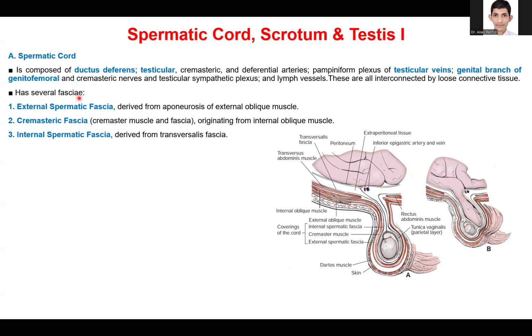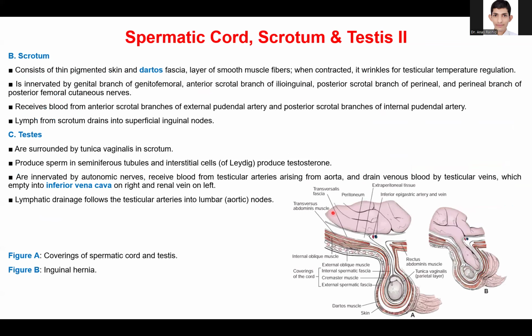Spermatic cord has several fascia, including external spermatic fascia, cremasteric fascia, and internal spermatic fascia, which can be seen in the figure also. Scrotum consists of thin, pigmented skin and dartos fascia, a layer of smooth muscle fibers. When contracted, it wrinkles for testicular temperature regulation. Scrotum is innervated by the genital branch of genitofemoral, anterior scrotal branch of ilioinguinal, posterior scrotal branch of perineal, and perineal branch of posterior femoral cutaneous nerves. It receives blood from anterior scrotal branches of external pudendal artery and posterior scrotal branches of internal pudendal artery. Lymph from scrotum drains into superficial inguinal nodes.